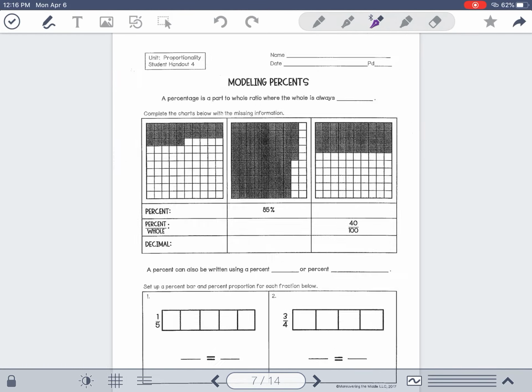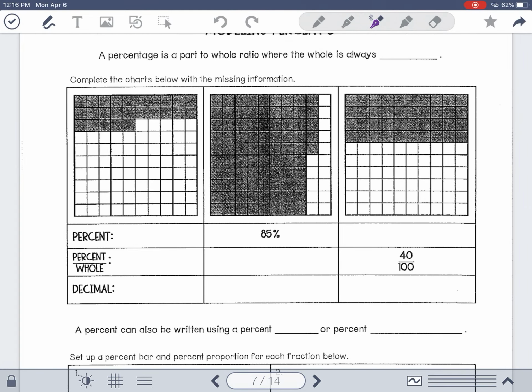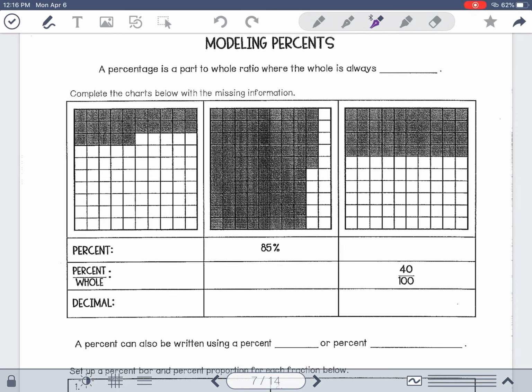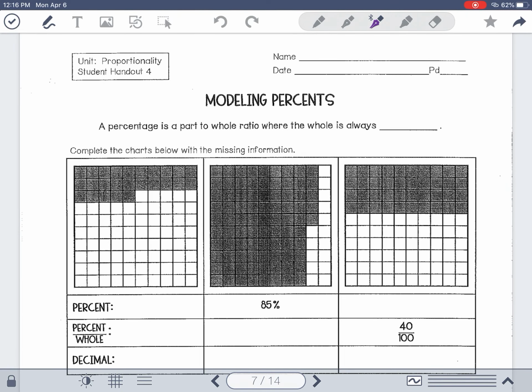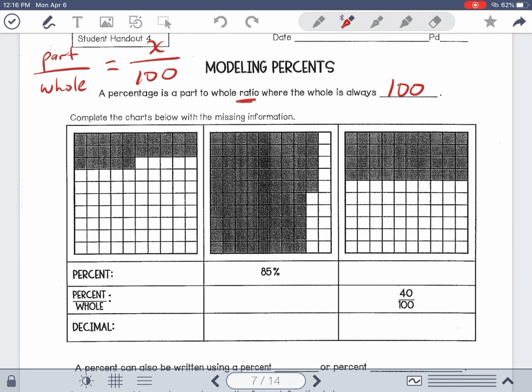As you model a percent, a percentage is a part to whole ratio. That's a ratio where the whole, the bottom number, is always 100. So it's going to be some value over 100. That's what we're looking at. I've already given you a sneak peek to the next section that we're going to be talking about in a few minutes. So let's take a look.